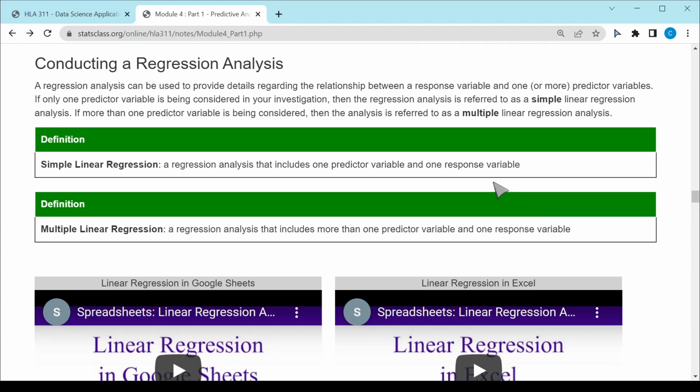Okay, a regression analysis then is used to understand the relationship between the response variable and one or more predictor variables. If I have just one predictor variable that is being considered, then we call that regression model a simple regression model. Whereas if I have more than one predictor variable that's being considered, that is said to be a multiple linear regression model.